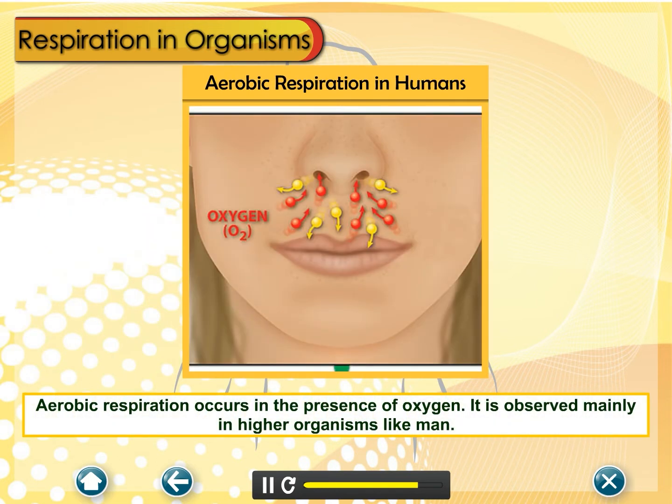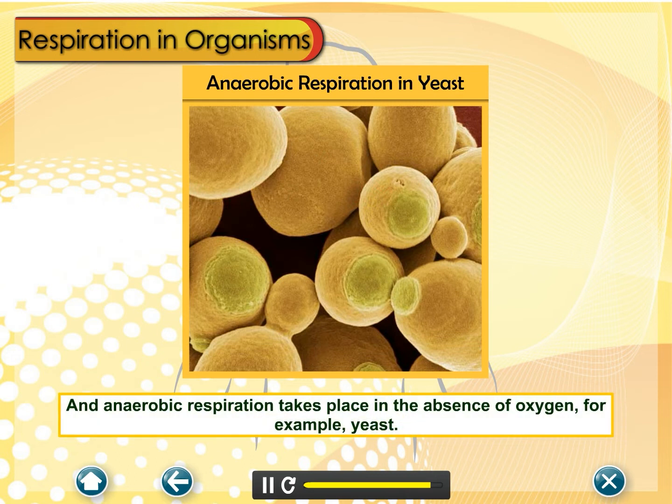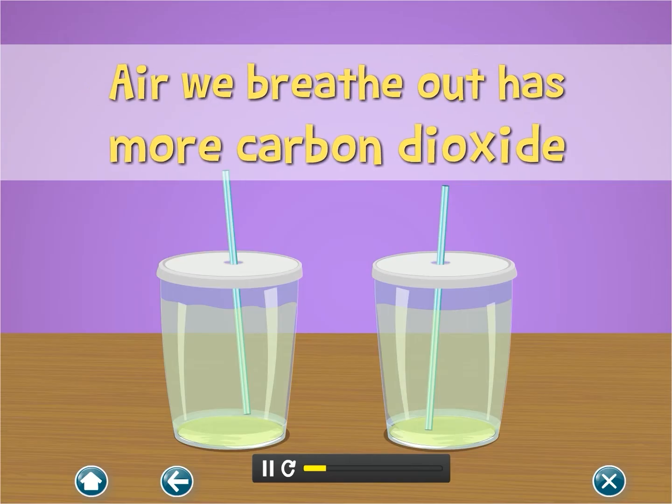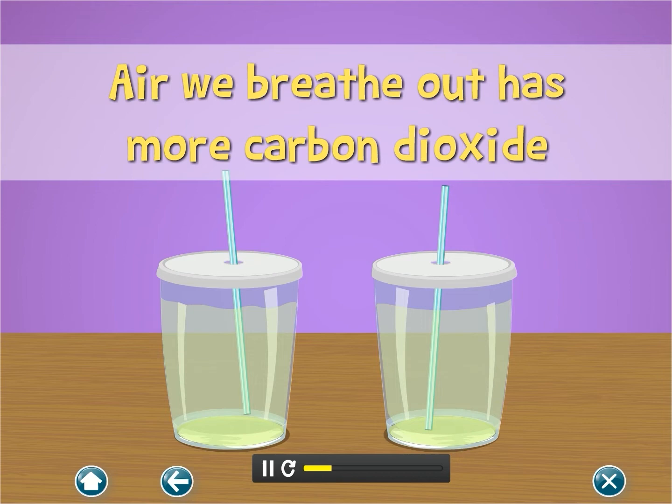Aerobic respiration occurs in the presence of oxygen. It is observed mainly in higher organisms like man. And anaerobic respiration takes place in the absence of oxygen. For example, yeast. Air we breathe out has more carbon dioxide.